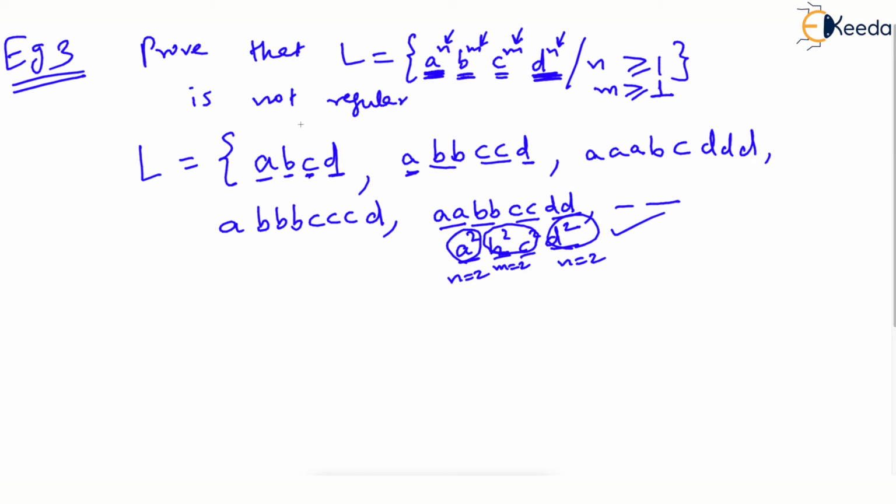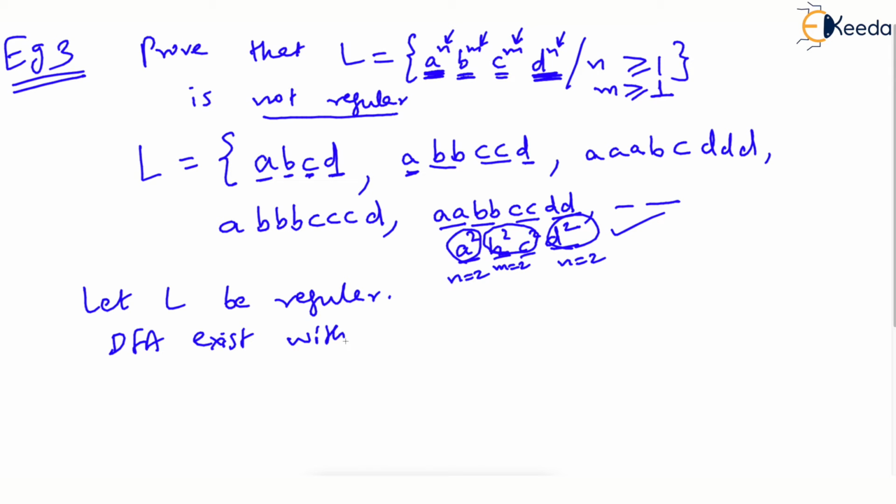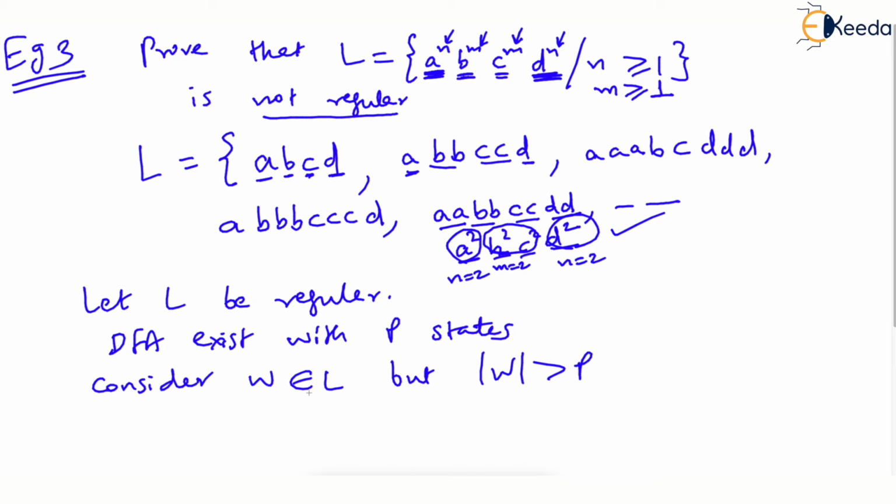Now this language is not regular has to be proved. So our usual steps, that let L be regular. Then surely DFA exists. DFA exists with P states. Number of states are P. Let's consider a word W which is element of L, but length of W should be greater than P. What W will you consider here?